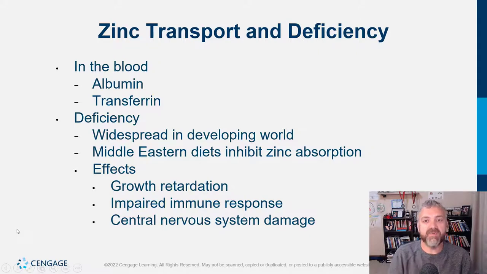All right, zinc transport and deficiency in the blood. I just mentioned it's carried by albumin, which is a critically important transporter in your blood. It's called a plasma protein, and transferrin. Deficiency is widespread in the developing world, and I think you'll see why when you look at the best food sources. Again, it's going to be things like red meat and organ meats and seafood, and those are not consumed in many parts of the world, at least not enough. Middle Eastern diets inhibit zinc absorption. It just has to do with other nutrients that are around, as well as anti-nutrients.